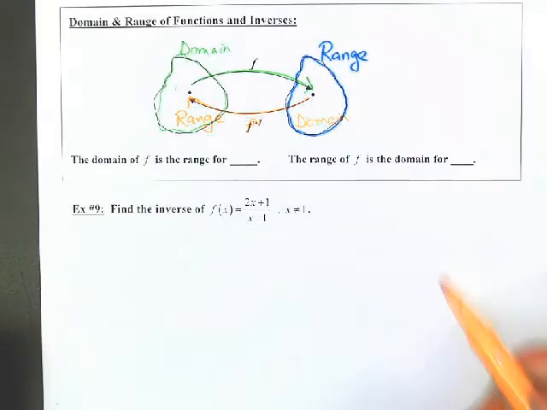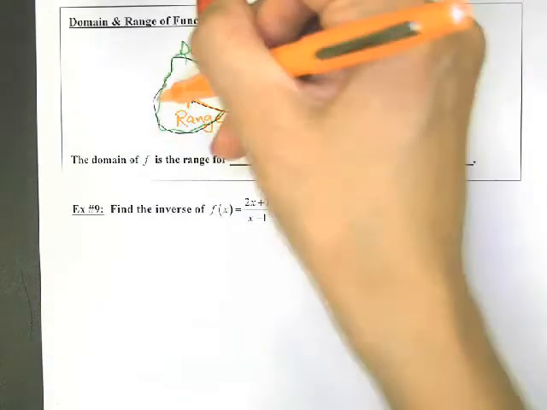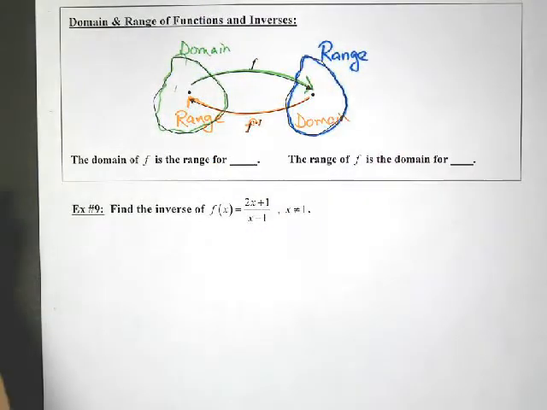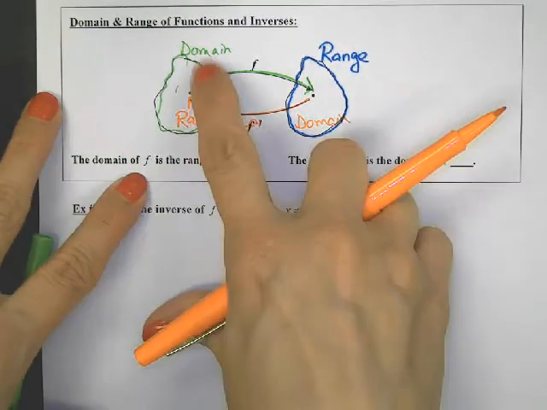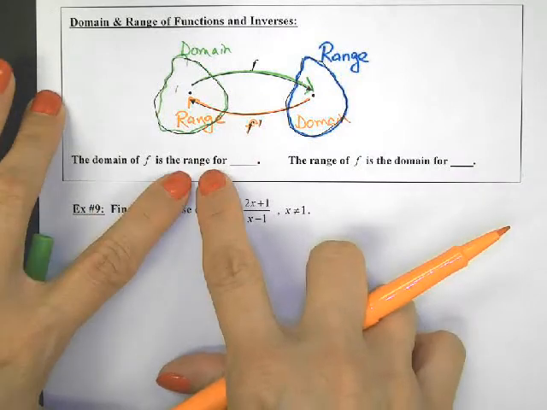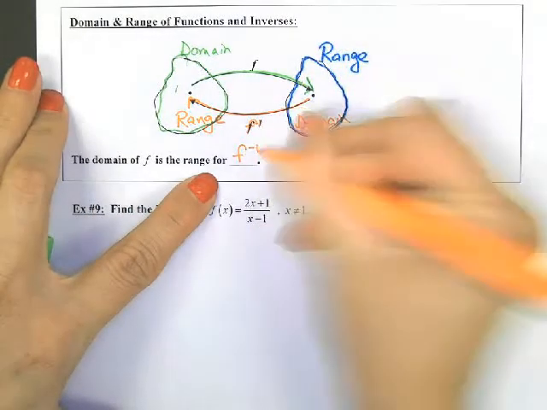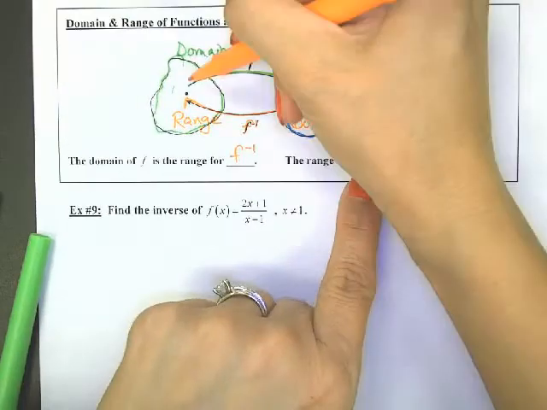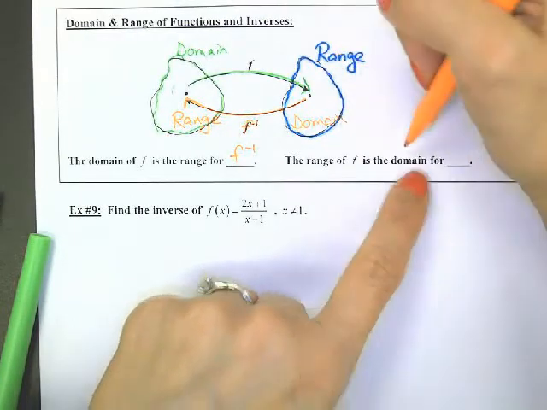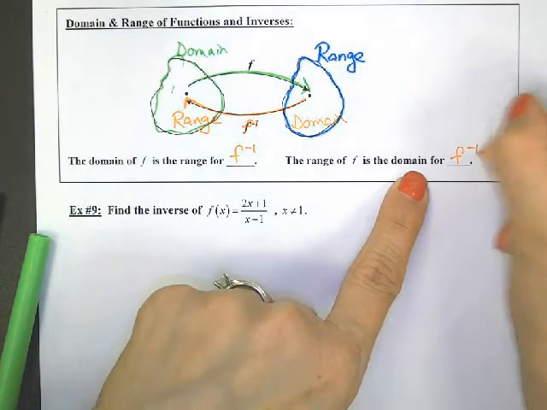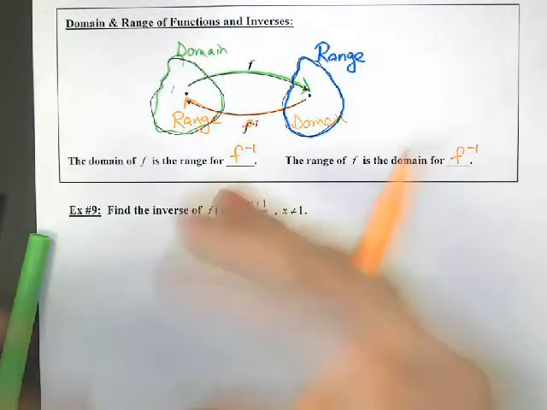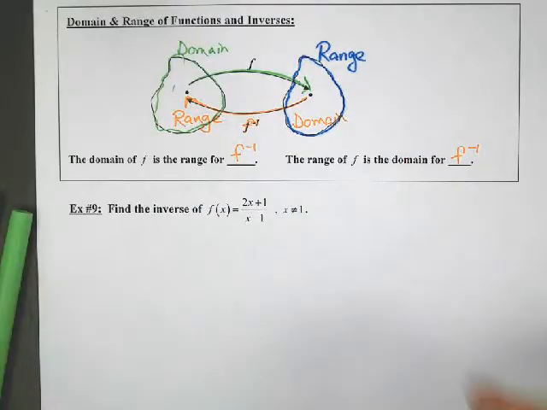So they have the same numbers, in, out. The ins become the outs, and the outs become the ins. So the domain for f is the range for f inverse. And the range of f over here is the domain for f inverse. So they have the same numbers. The inputs become the outputs.